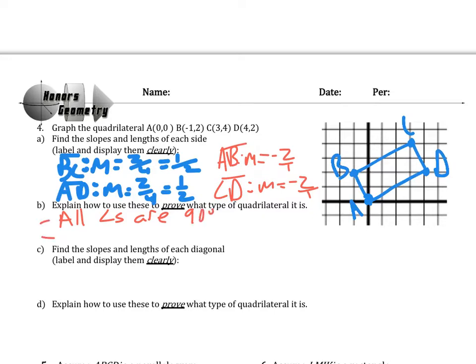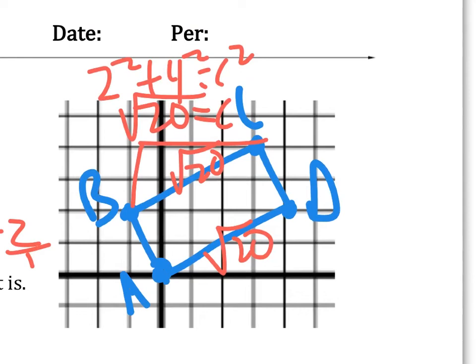So we've proven that. Now let's find the lengths real quickly here. So going up 2 and over 4 there. So 2 squared plus 4 squared equals c squared. 2 squared plus 4 squared would be 20. So c is going to be the square root of 20. Okay, so this is square root of 20, and this one's going to be the square root of 20. That means it's a parallelogram. Once we finish this next one here, we've got to get the short side also.